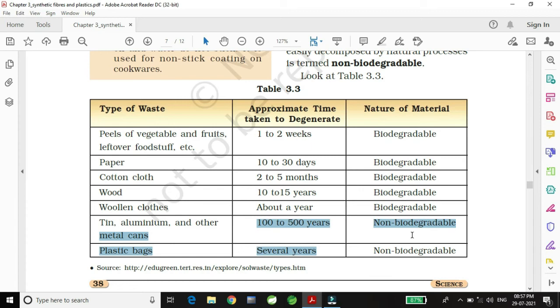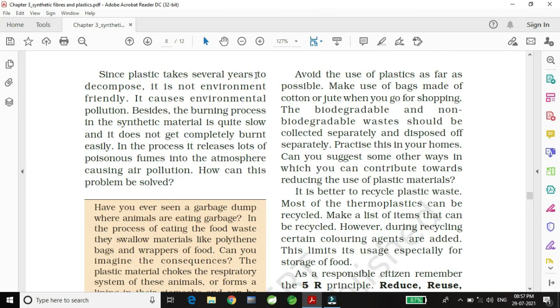Since plastic takes several years to decompose, it is not environmentally friendly. It causes environmental pollution. Besides, the burning of synthetic materials is quite slow and they do not get completely burned easily. In this process, they release a lot of poisonous fumes into the atmosphere, causing air pollution. How can this problem be solved?